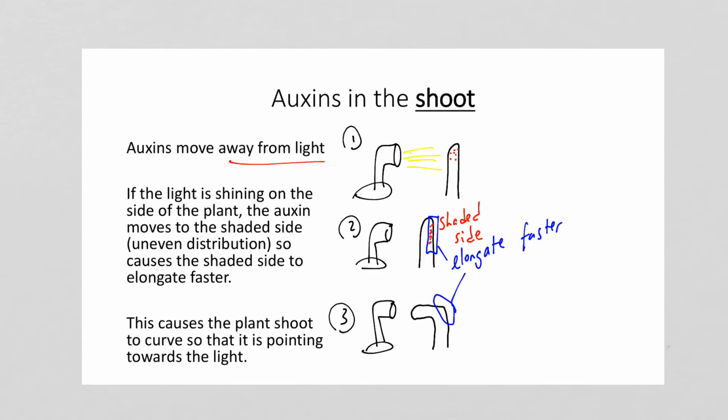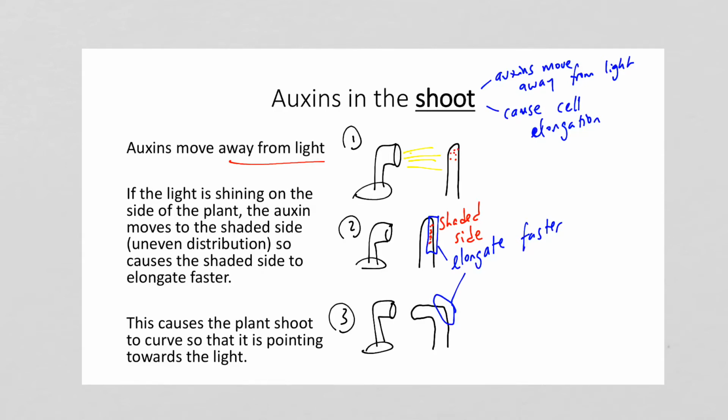And if you have plants in your house, maybe sitting far away from a window, have a look at them, and what you might notice is the plants are growing towards the window or they're facing towards the window. And if you leave them for longer, they'll continue to do that. So that's in the shoot. In the shoot, the auxins move away from light. And they cause cell elongation. They stimulate cell elongation, would be the way to put it.